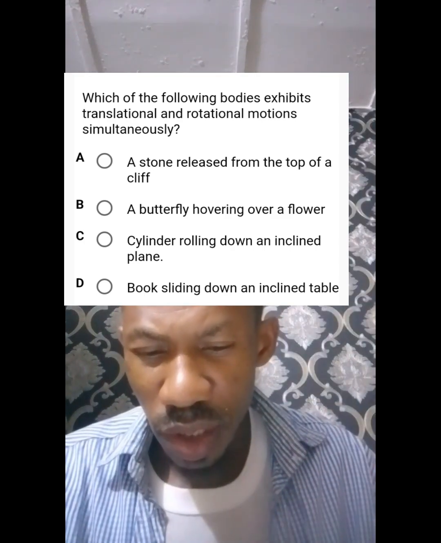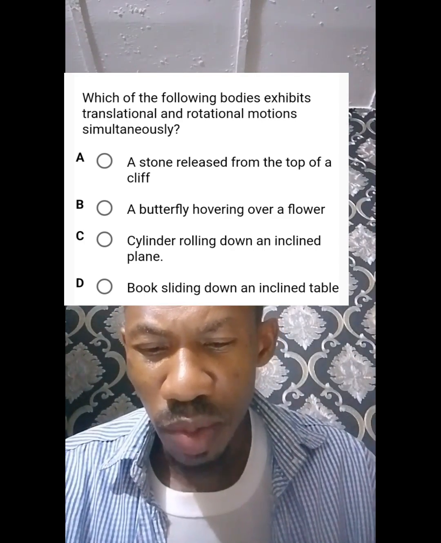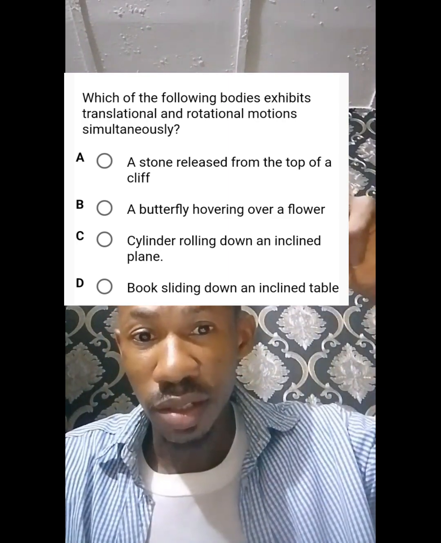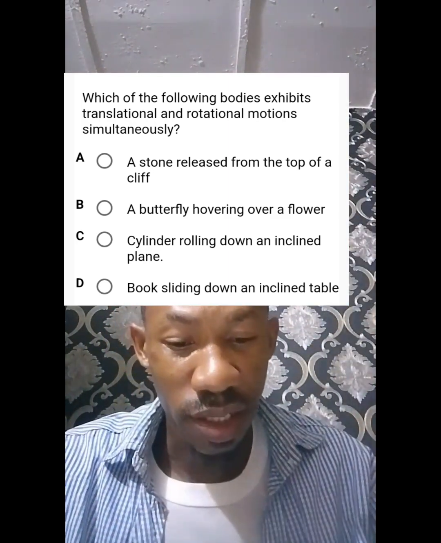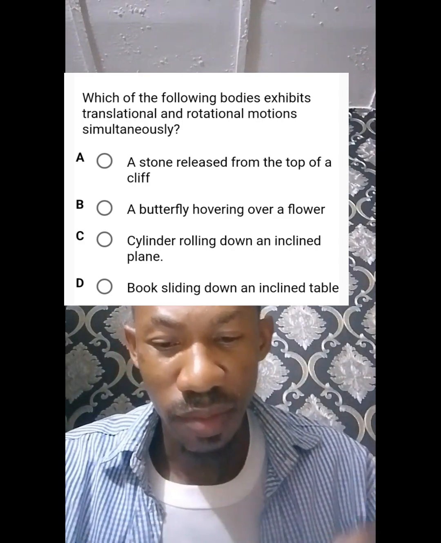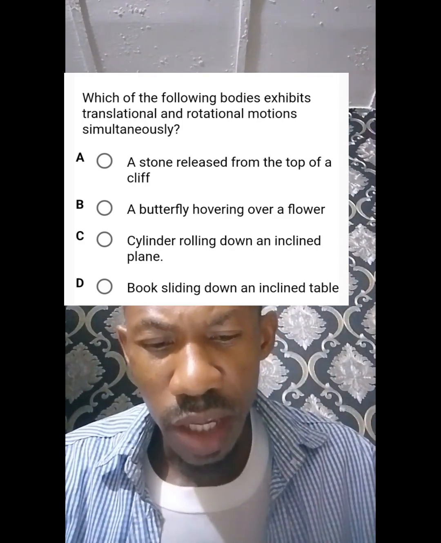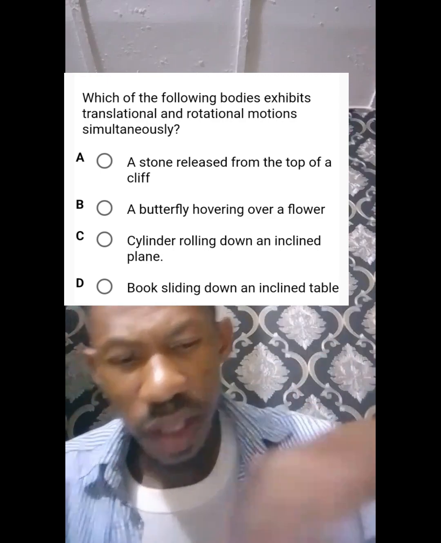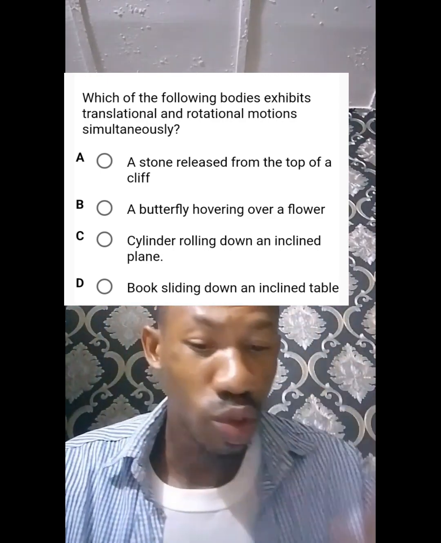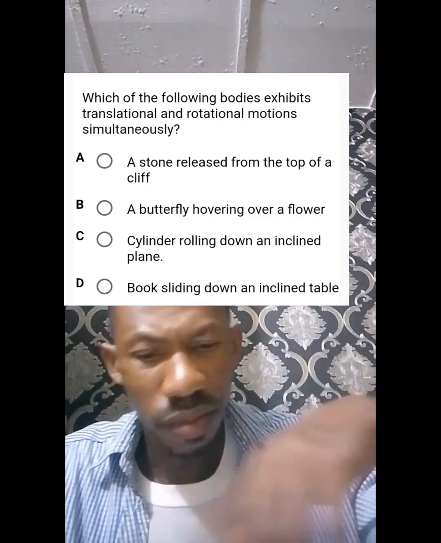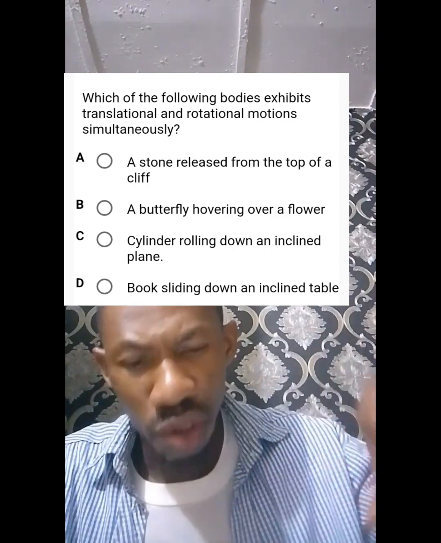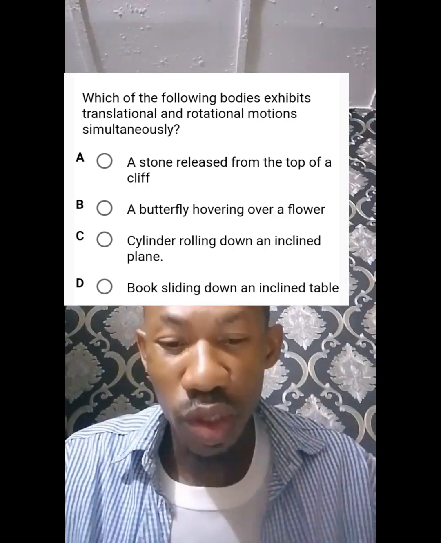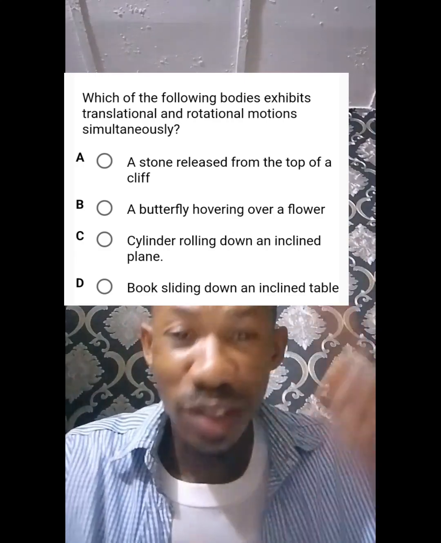So let's look at the first one. A stone released from the top of a cliff. Just release. That can be translational, but the stone is not rotating. They didn't say it's rotating. So it cannot be A. B, a butterfly hovering over a flower. We don't know in which direction, but it's just moving. You can call that rotational, but it is not translational. They want both translational and rotational.